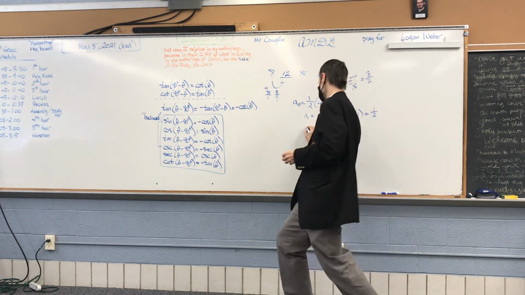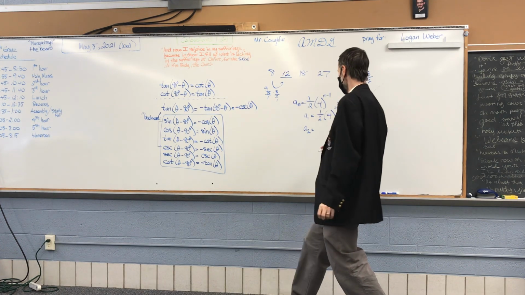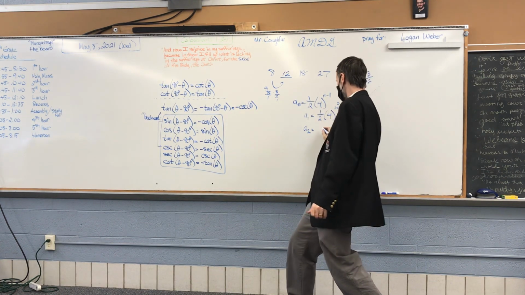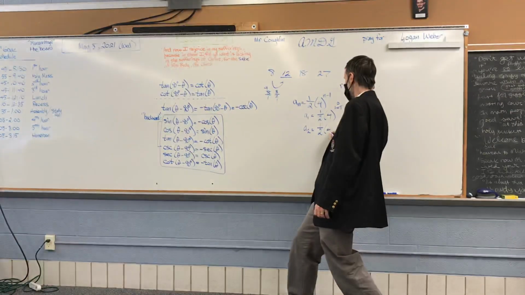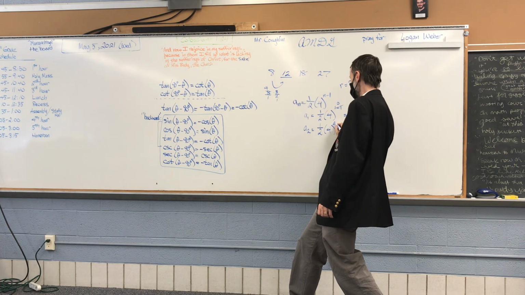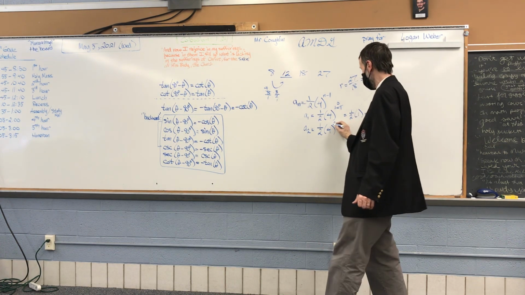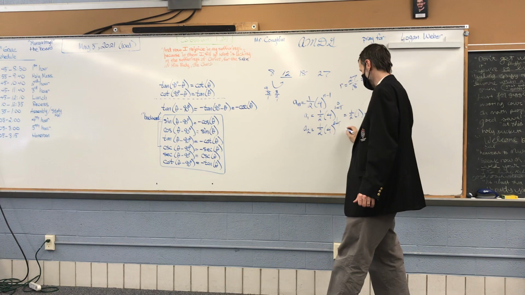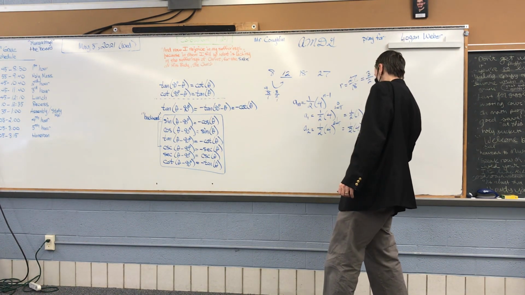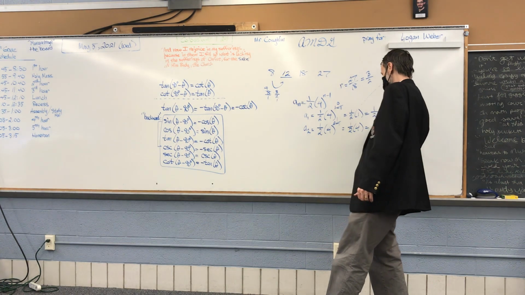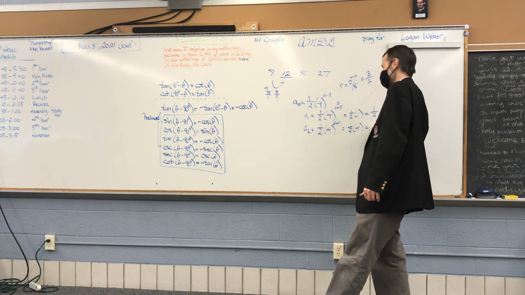Elijah, take the A2. So 1 over 2 multiplied by 4 to the 2 minus 1. What is that really? 1. What's 4 to the first power? 4. Half times 4 is 4 over 2, which is 2.